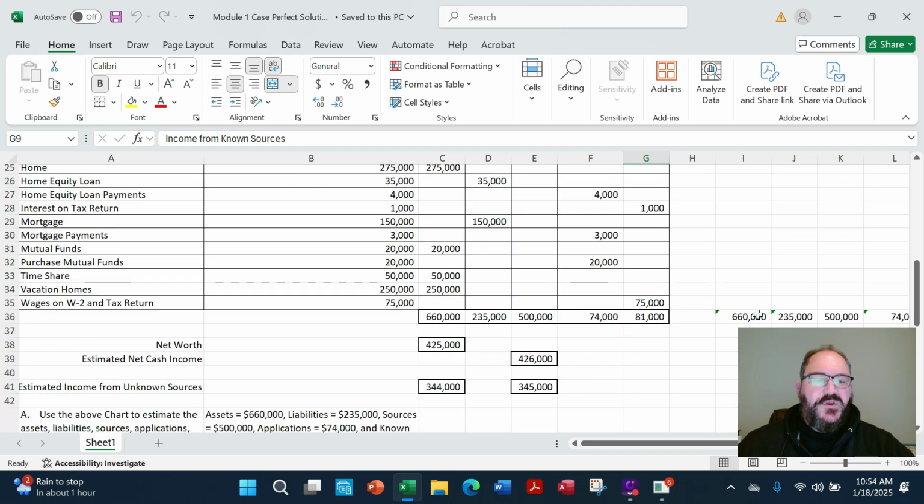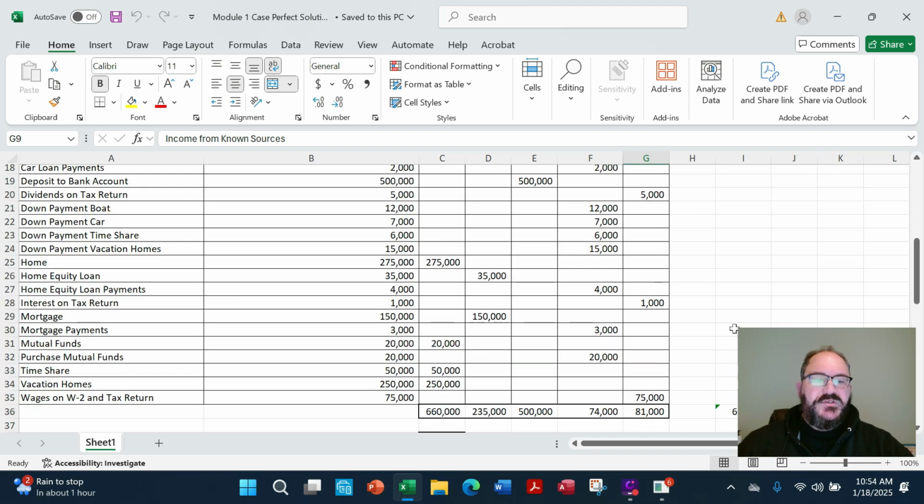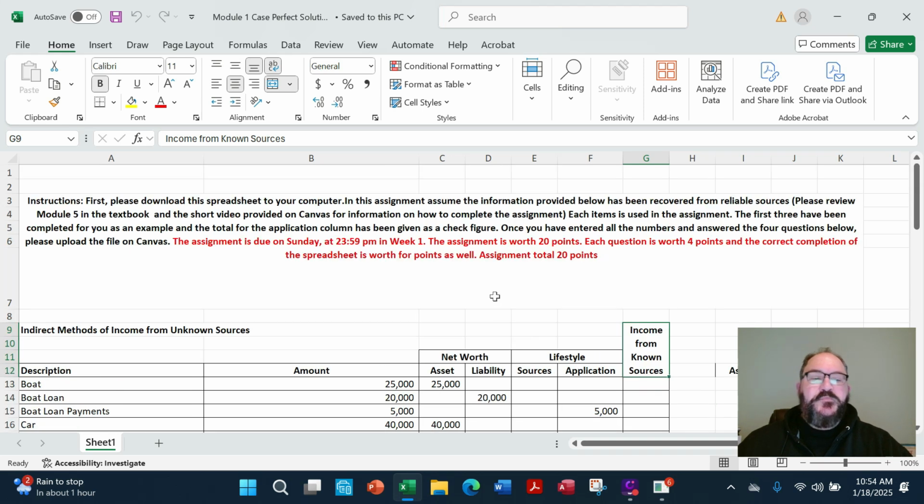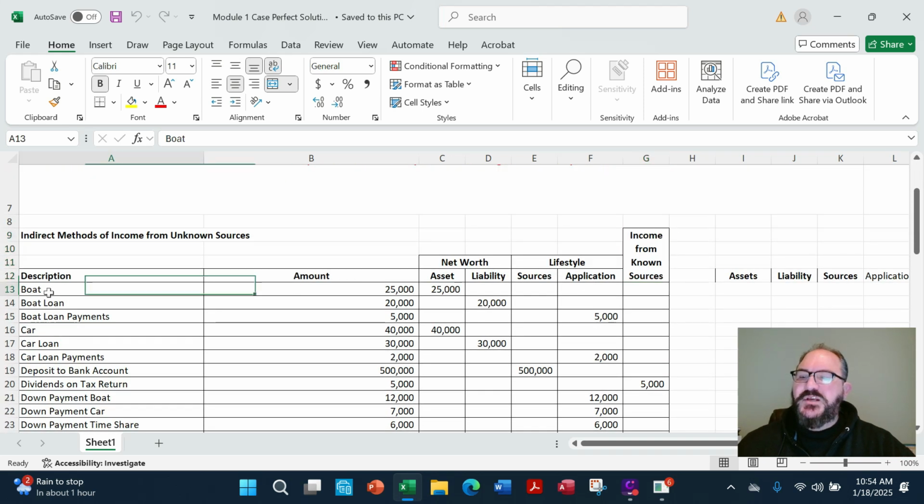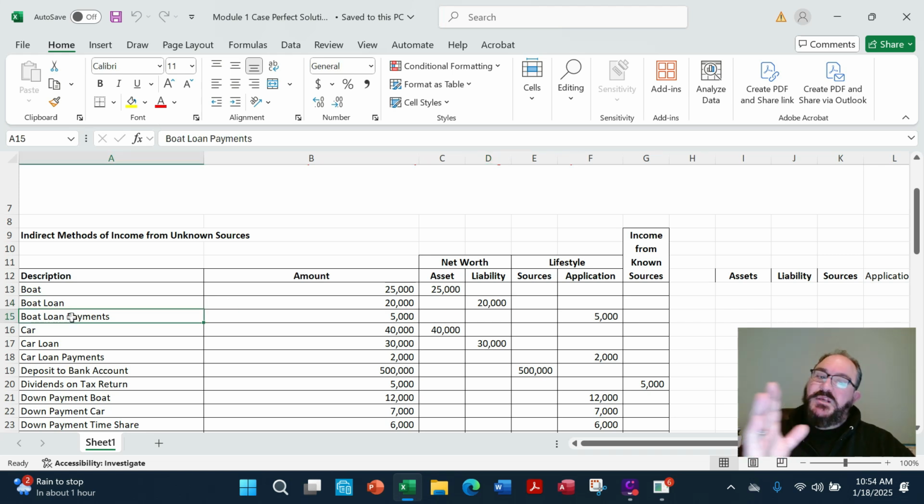And then what happens over here is you're getting totals from all of these, and the totals are here as well. So basically, if you take a look here, it says boat. Well, the boat's an asset, and all we know is about the boat. Now we got a boat loan, that's here, liability. Boat loan payments, so we know that that's a use of money because they made payments. So that goes over here with lifestyle.